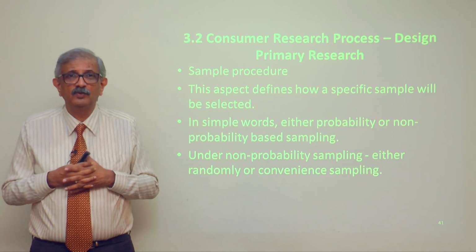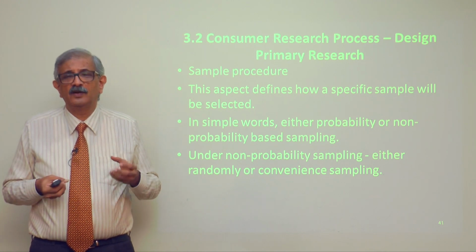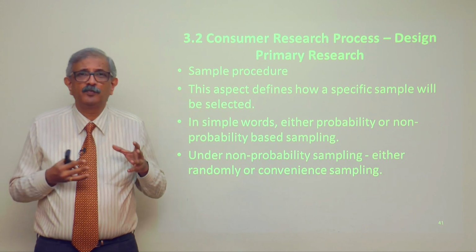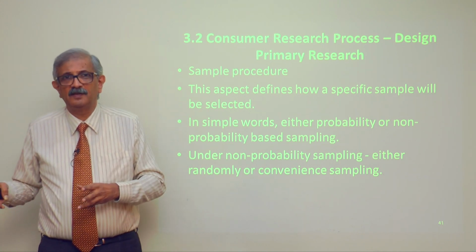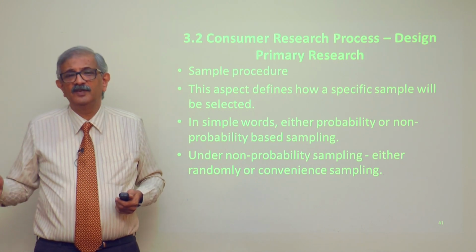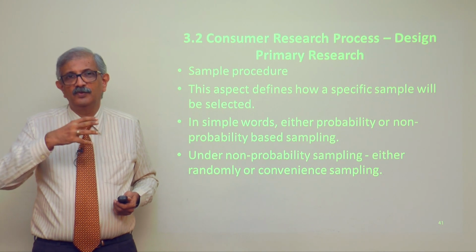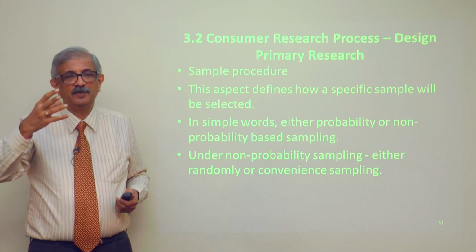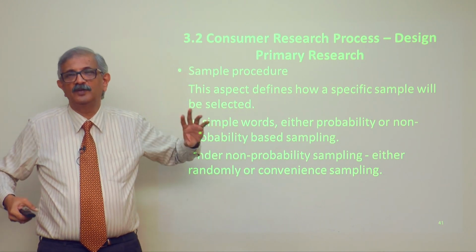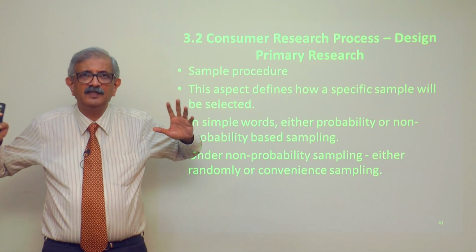There are statistical tools also. Then the procedure, how do you go about it, defines how the sample will be selected. In simple words, you have options like probability or non-probability based sampling. Probability sampling is like you go on randomly asking people and gather them. In non-probability, suppose you decide that you will stand only outside the mall. So you have reduced the probability of meeting people in the other areas.